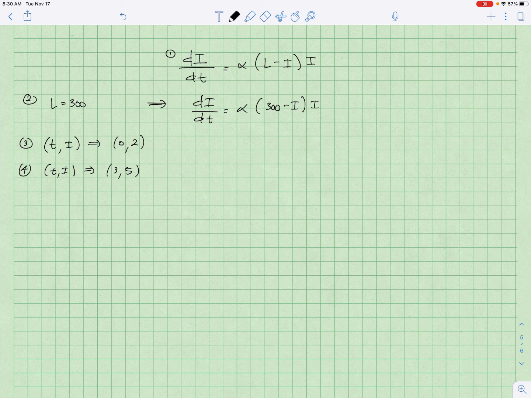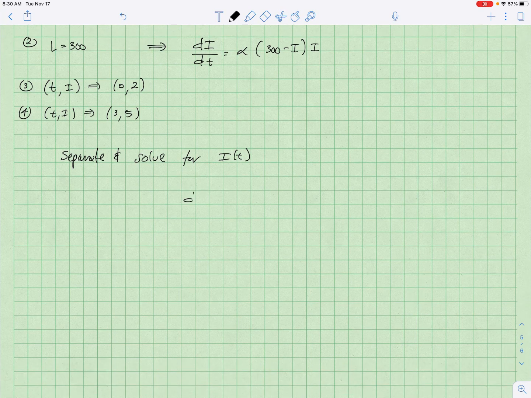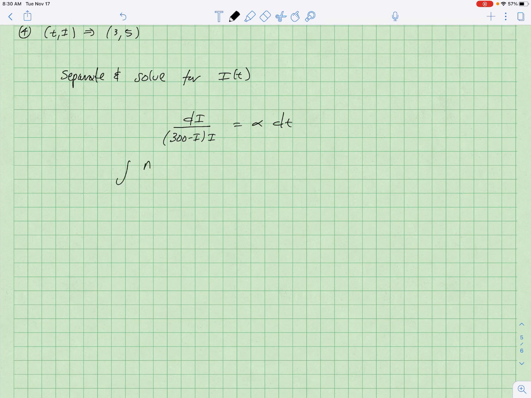So here we go. First things first, we want to solve this differential equation. So let's separate and solve for the number of infected as a function of time. So let's see, dI over (300 minus I) times I is equal to alpha dt. We'll integrate both sides. This will be the integral of some kind of A over 300 minus I plus some kind of B over I dI is equal to alpha t plus C2, I suppose.